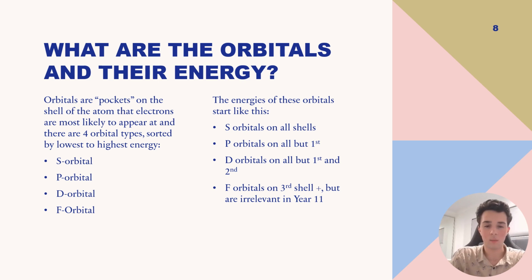p orbitals will be on every shell following, but not the first one. d orbitals will be on every shell following, excluding the first and second, and f orbitals are on the third shell and beyond. But in year 11, I believe the f orbitals are irrelevant for drawing diagrams. So you'll mostly be focusing on s and p, and a couple of elements will be in your d orbitals too.